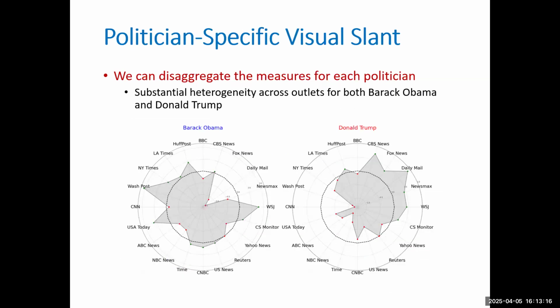Now moving to the politician-specific part of it. For each politician, again, you can see the dispersion across outlets. Here for Barack Obama and Donald Trump, you can see the variation. I skipped this, as you see, but again it's similar to the earlier story, with a little bit of differences here and there. Overall, there are some outlets like Daily Mail, Fox News, and Newsmax on the right side, and Washington Post and New York Times on the left side. It's pretty much consistent, although of course there is some degree of difference.